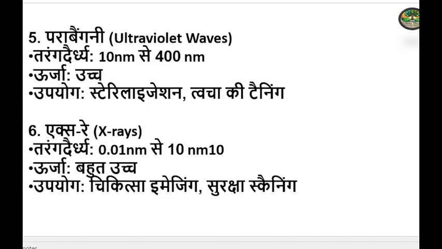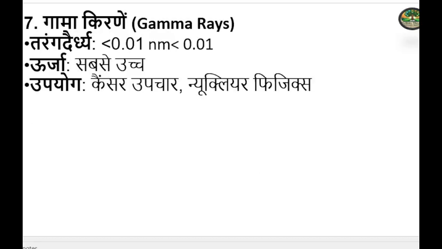Another, the last, meaning the seventh, is gamma rays. Gamma rays have a very small wavelength, and the energy is very high, meaning maximum energy. Gamma rays have the maximum energy, and they are being used to treat cancer and in nuclear physics. So this is all about the electromagnetic spectrum.